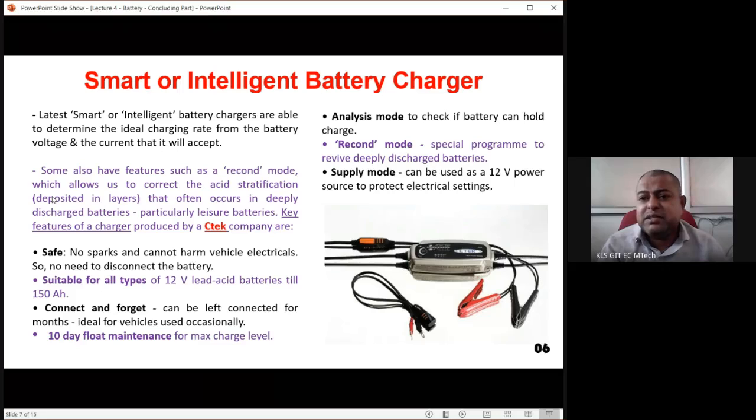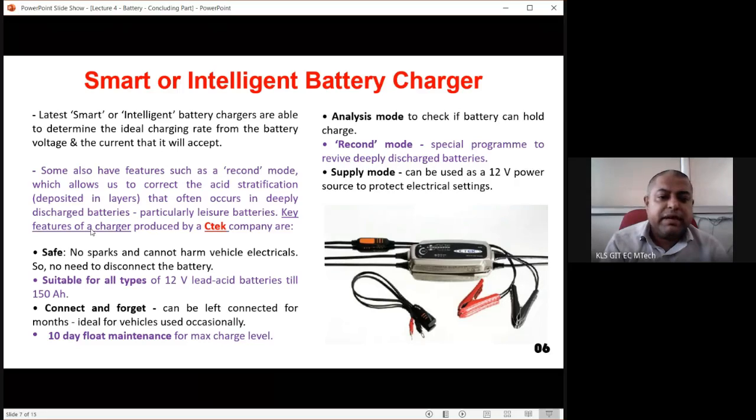Some also have features such as recond mode, which allows us to correct the acid stratification. Stratification means acids and such are deposited in layers on the electrolyte. That should not happen. That often occurs in deeply discharged batteries, particularly leisure batteries. Leisure batteries means batteries which are not used very frequently.